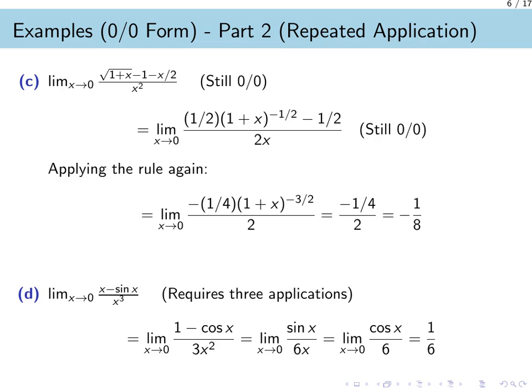we first get 1 minus cosine x over 3x squared. This is still 0 over 0, so we apply the rule again to get sine x over 6x. One more application gives us cosine x over 6, which evaluates to 1/6 as x approaches 0. You can continue this process as many times as needed, but you must stop as soon as the limit is no longer indeterminate. The main takeaway is that repeated application is a powerful tool for more complex limits.